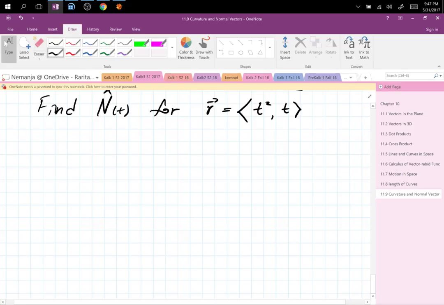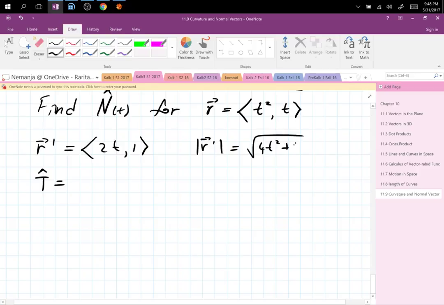We start by figuring out the tangent vector because that's the root of everything. So I need r prime, and then the tangent vector, and also r prime magnitude, which is the square root of 4t squared plus 1. Oh, right. So now the unit tangent vector will be (2t, 1) divided by the square root of 4t squared plus 1.